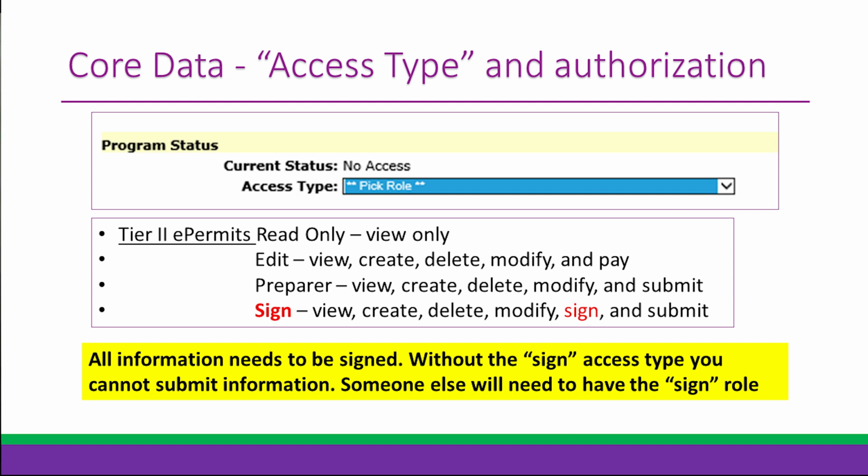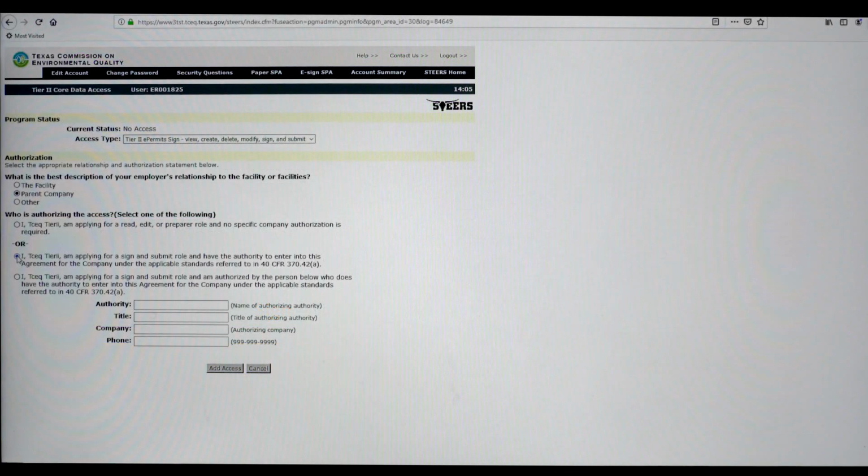If any other access option is selected, you will require the participation of someone with a STEERS account that holds a sign authority role in Tier 2 core data to complete an application. After selecting the appropriate access type role, you'll need to mark whether you represent the facility or the parent company, and then mark one of the authorizing statements.